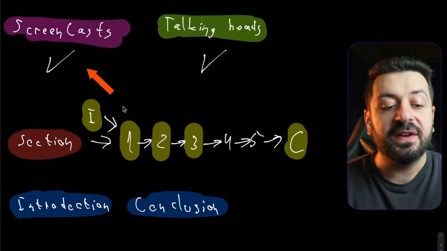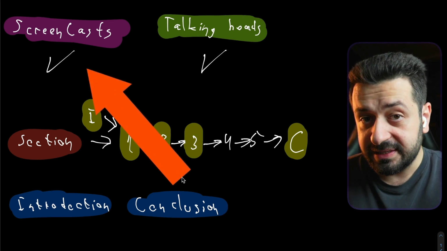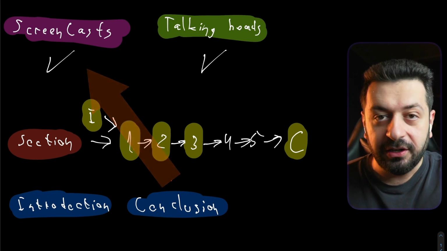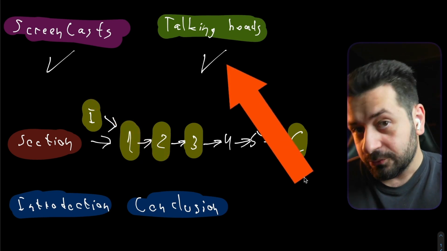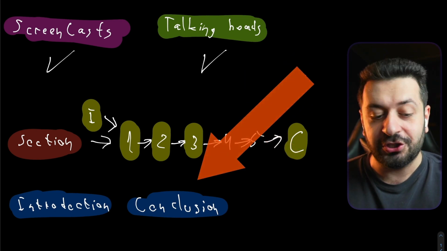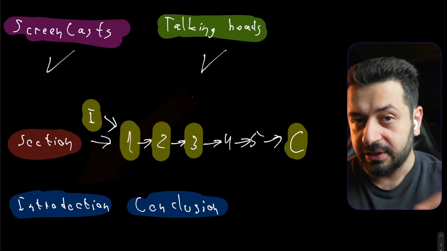First, we are finishing the screencasts. We're recording these lectures in their order, going from the first to the last. Then you're finishing the talking head videos, and while you're doing the talking head videos, you're creating a conclusion lecture, and then you're creating an introduction lecture. That's how it should go.